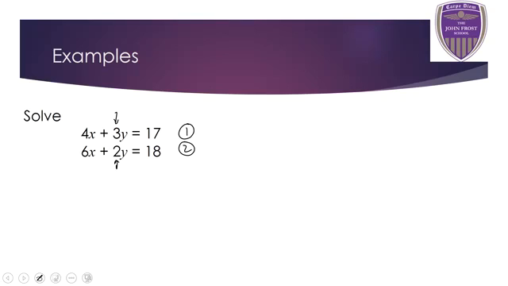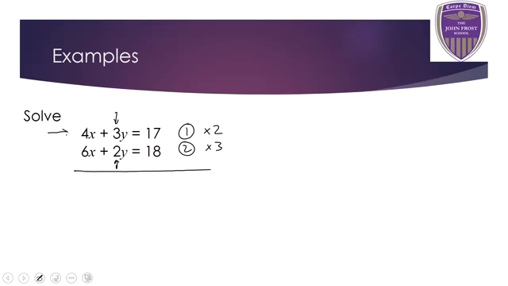Well, I know 2 times 3 is 6. So if I could make them both 6y, that would be helpful to eliminate them. To make 3y into 6y, I need to multiply it by 2. And to make 2y into 6y, I multiply it by 3. It means I have to be really careful on this type of question.